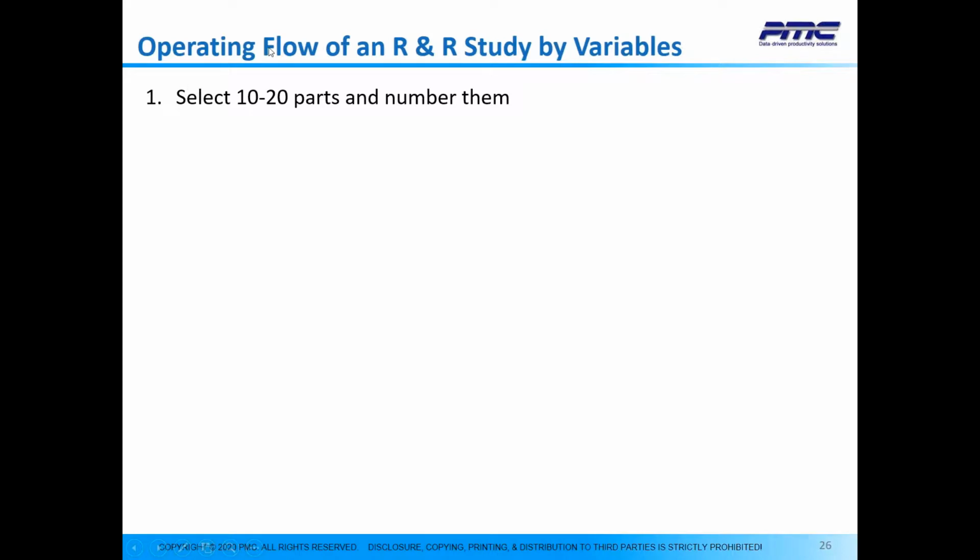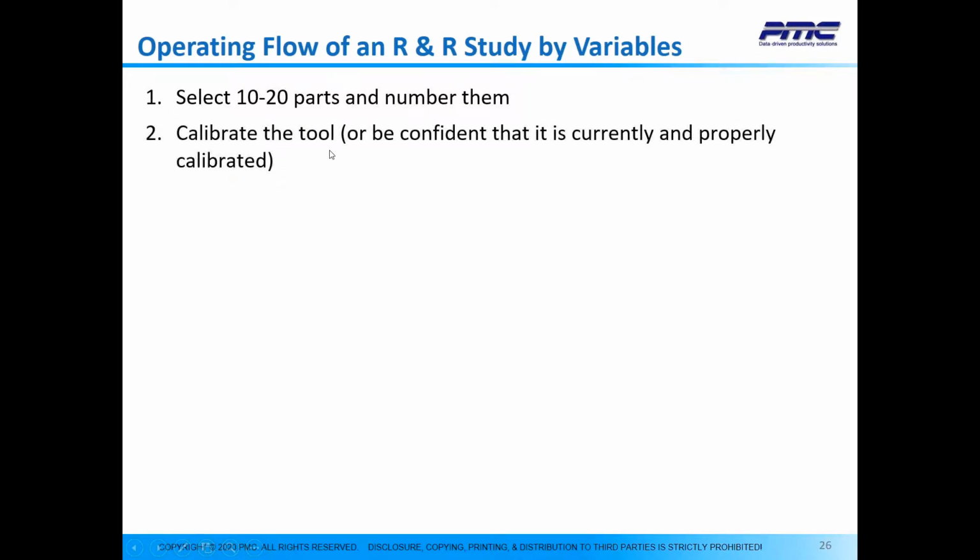So, operating flow of an R&R study by variable. First of all, you're going to select 10 to 20 parts and number them. Calibrate the tool. Make sure, or be confident, that it is currently and properly calibrated. Usually the tools have stickers on them showing the calibration date, so you need to make sure that calibration is not expired. The first operator has to measure all parts in random order.